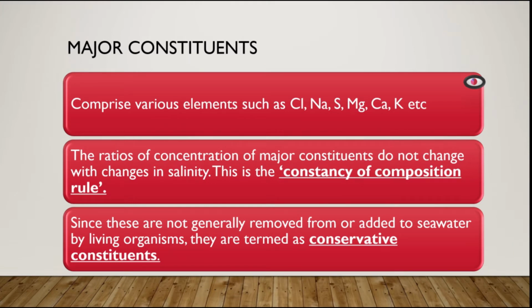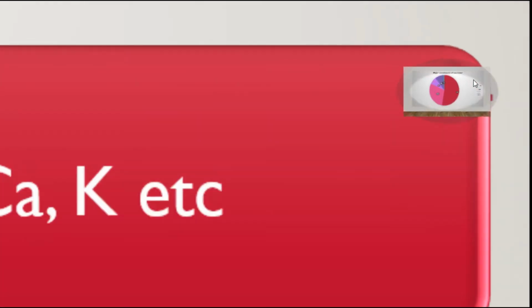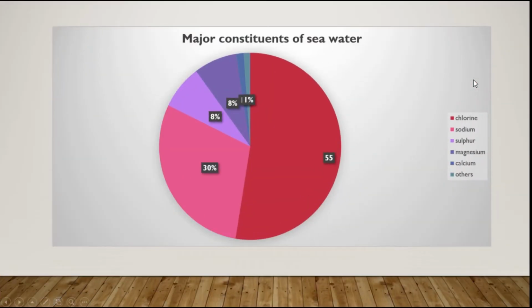Major constituents. The major constituents comprise various elements: chlorine, sodium, sulfur, magnesium, calcium, potassium being the most important. This diagram depicts the proportion of various elements in seawater. Chlorine being the most important element constitutes 55%, sodium 30%, sulfur 8%, magnesium 8%, etc.